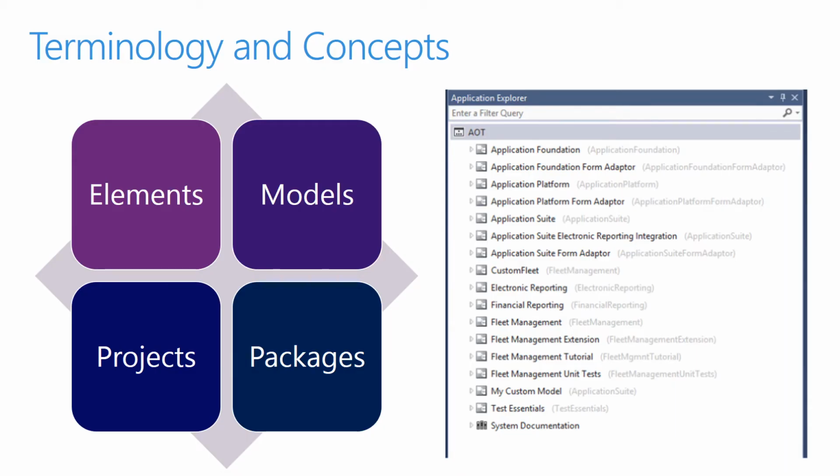There are four main components to understand in Visual Studio: elements, models, projects, and packages. In this screenshot of the Application Explorer, you can see the root AOT node, which contains a child node for each model. This view is called the model view. Each of these models contains its own set of system elements. If we expanded one of them, we would then see the underlying elements, such as data types, tables, and classes that relate to that model. The package name that the model resides in is located in brackets to the right of the model name.